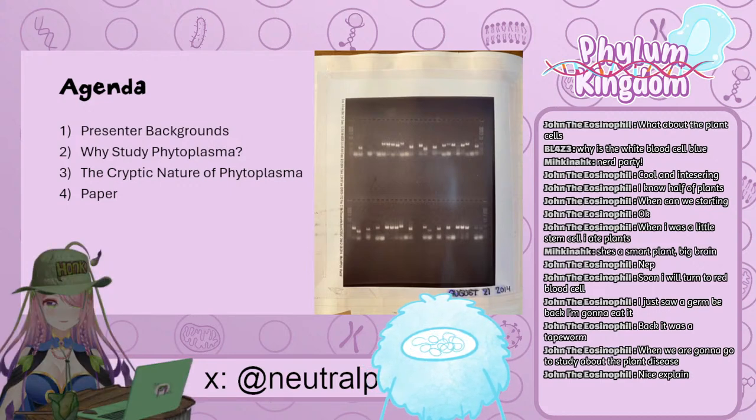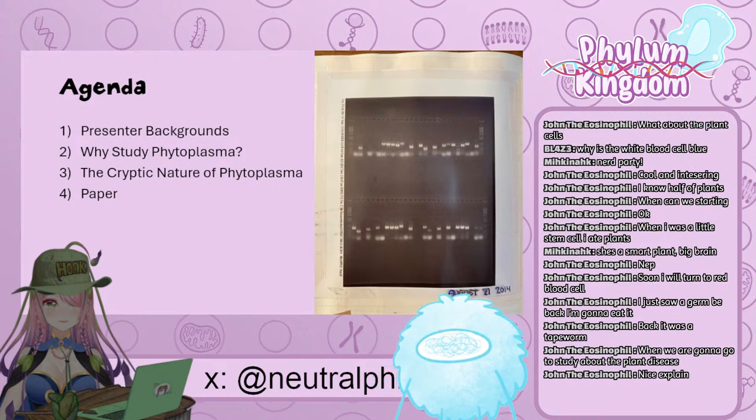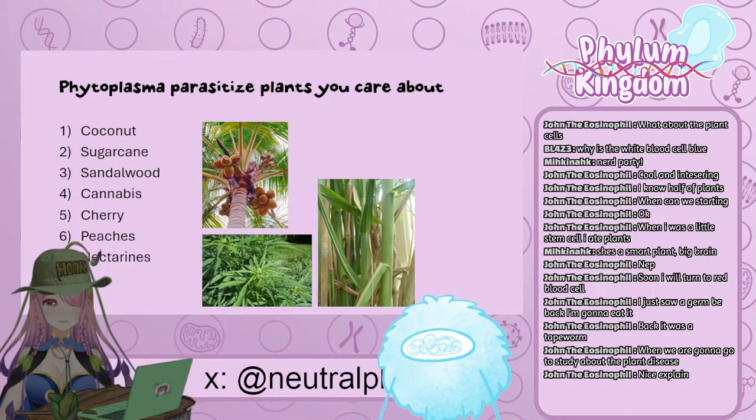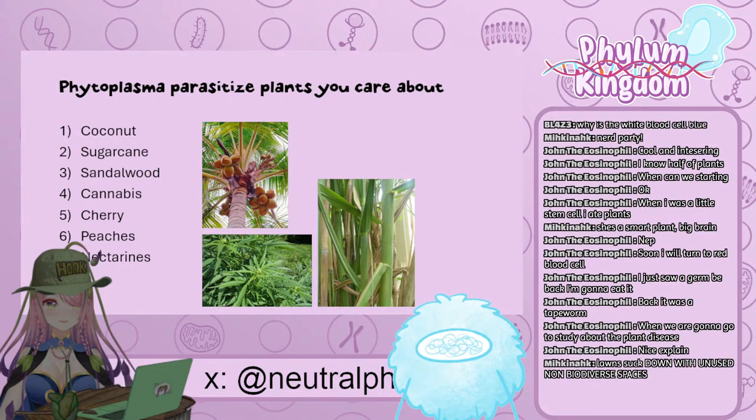Exactly. So we're going to talk about phytoplasma today. Phytoplasma are a group of pathogens that pathogenize economically important crops. This is not an exhaustive list of crops that phytoplasma can infect, but it is some of the ones that people particularly care about: coconut, sugarcane, sandalwood, cannabis, cherries, peaches, nectarines, amongst other different plants. To understand how this parasite functions would be really good in terms of being able to manage this pest when it comes to cultivating things that we actually do care about.